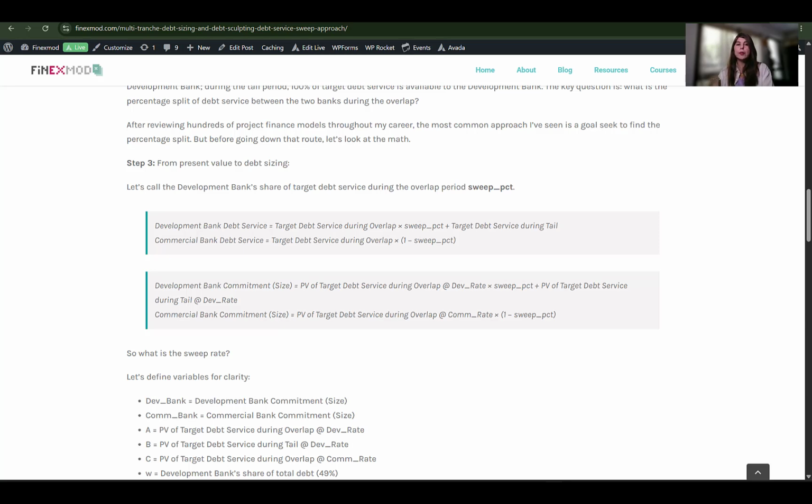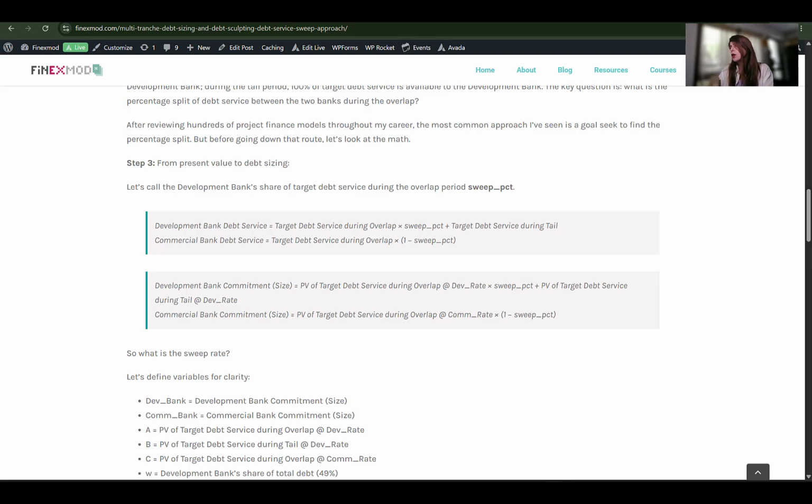And the commercial bank debt service is equal to the target debt service during overlap times 1 minus our sweep percentage. Now, if we use the same logic, we can basically size both of these tranches using the formulas, meaning that we need to discount the target debt service to get to the debt sizing of both tranches.